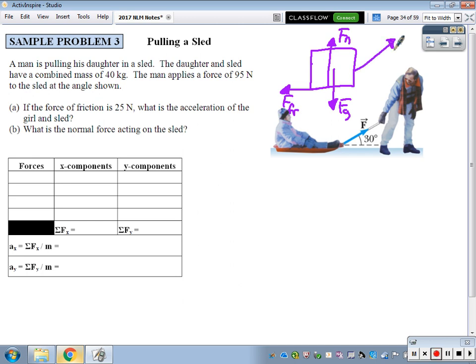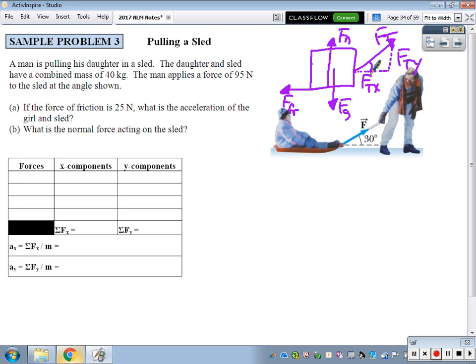Here's what I would like for us to do now. Now that we kind of know a little bit from the last problem, we are actually going to show the components to this one. So we would have F_Tx and F_Ty. That way we understand that that's kind of how that right triangle would be set up. Okay, that's our free body diagram.